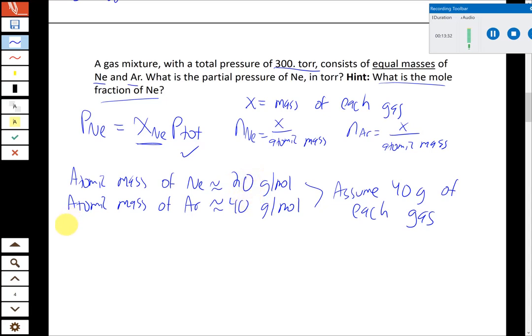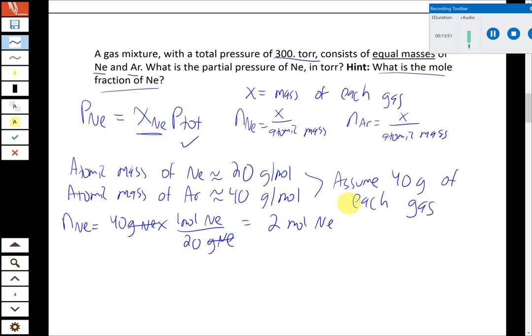And then what that means is that the moles of neon, if we have 40 grams, since 1 mole of neon has a mass of 20 grams, that's the atomic mass, we get 2 moles of neon. Again, we're not doing super exact calculations here. We don't need to for this problem. And then the moles of argon, we would have also 40 grams of that. Its atomic mass is right around 40.